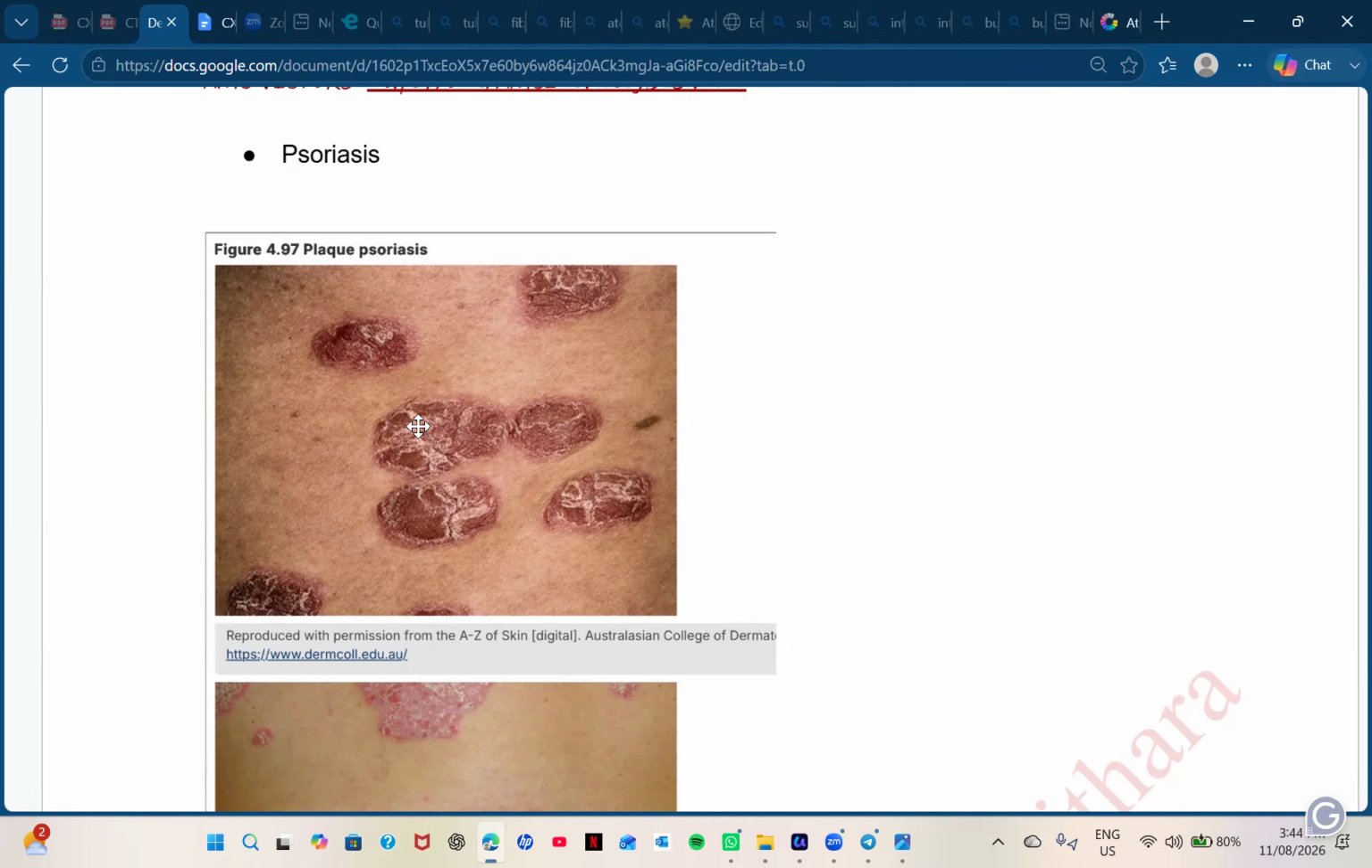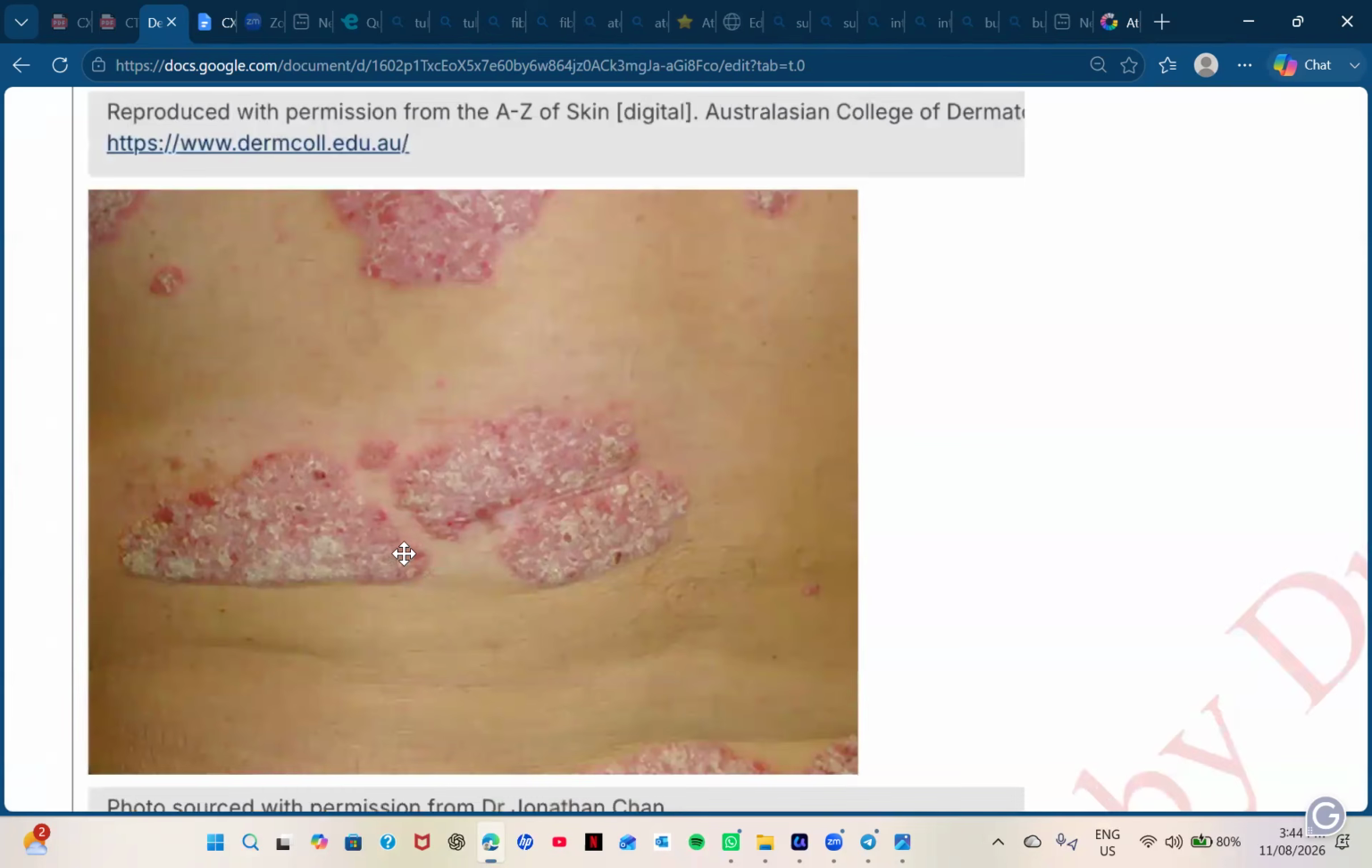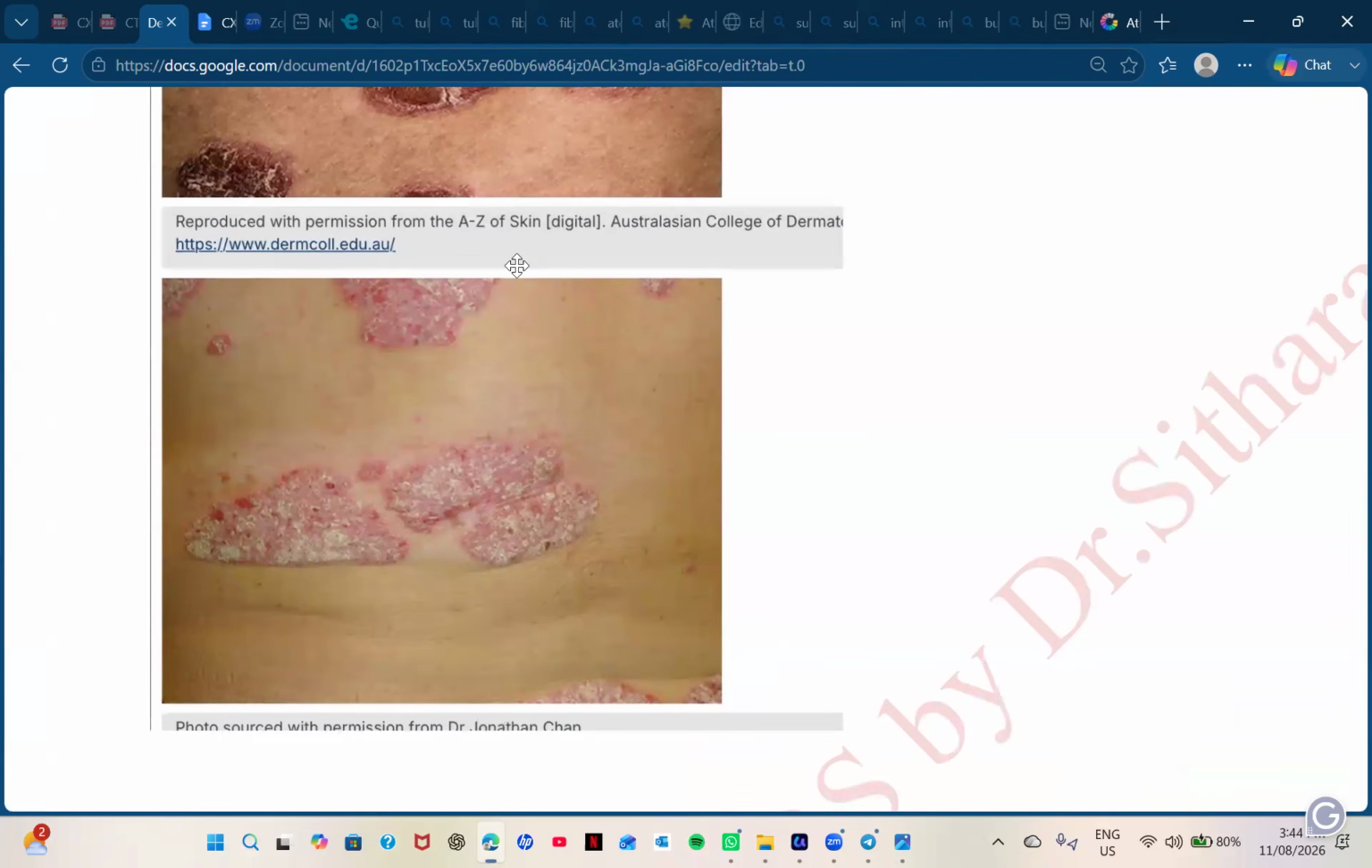A skin condition with well-demarcated erythematous plaques, as you can see here. We have scaly plaques with silver-white scale, and usually the Auspitz sign is positive. So what is the Auspitz sign? Once you remove this scale, there can be pinpoint bleeding, which we call the Auspitz sign. You can see the pinpoint bleeding.